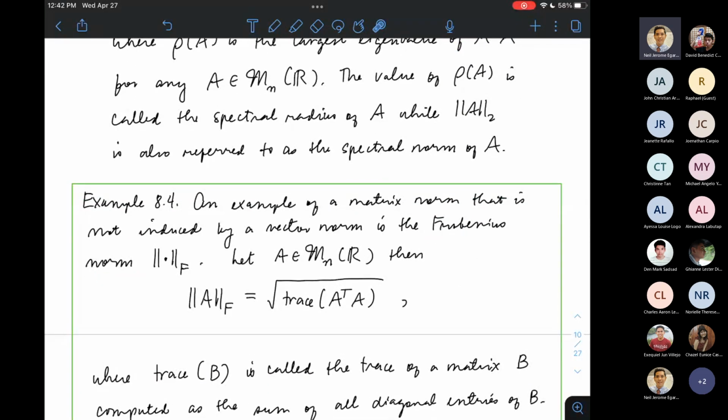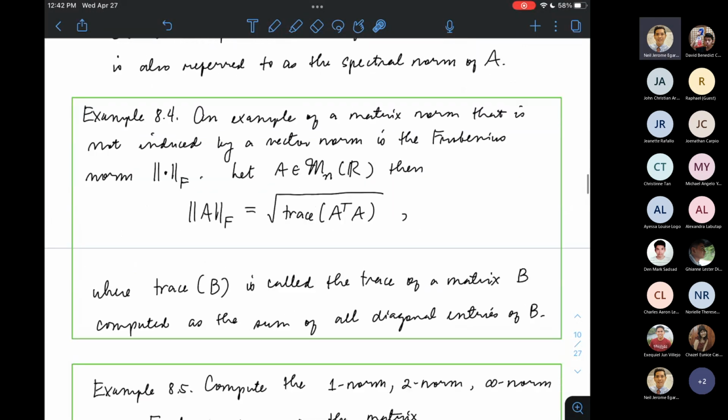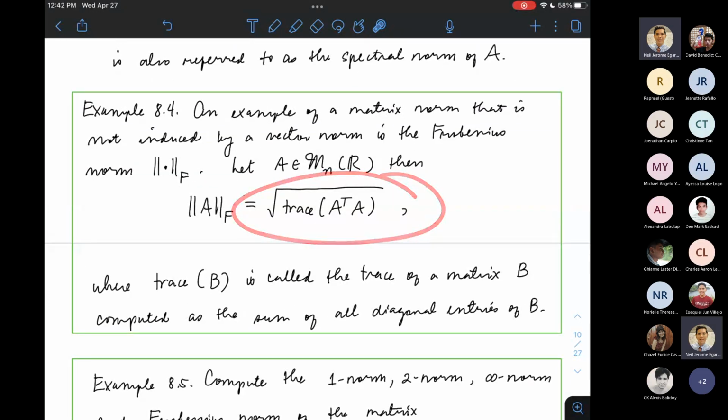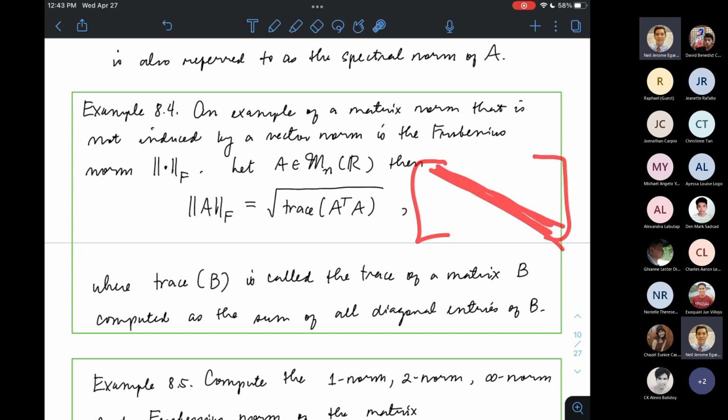Yung Frobenius norm ng isang matrix A ay equal sa square root ng trace ng A transpose A. I don't know if you guys are familiar with the trace, pero the trace is just the sum of the diagonal entries. So, computein mo yung A transpose A, multiply mo lang yung transpose ng matrix doon sa matrix A, may makukuha kang matrix, kunin mo yung sum ng diagonal entries, yun yung tinatawag nating trace. Kunin mo yung square root ng trace, yun yung Frobenius norm. Okay? So that's another type of matrix norm.